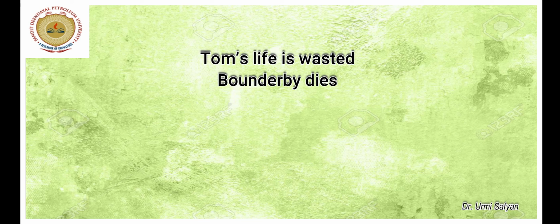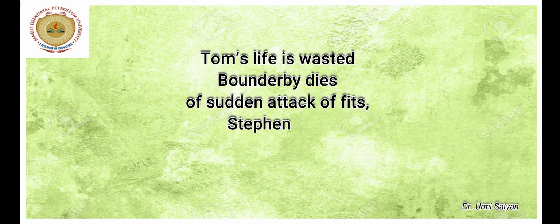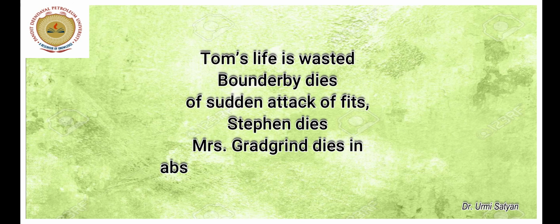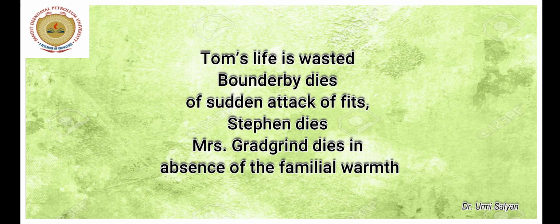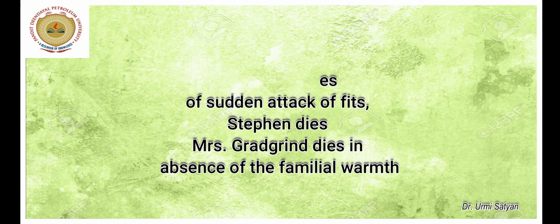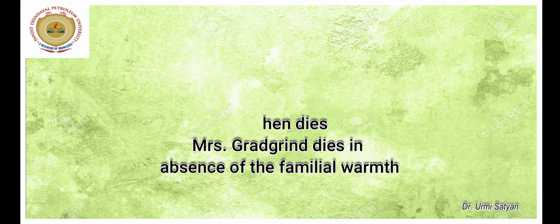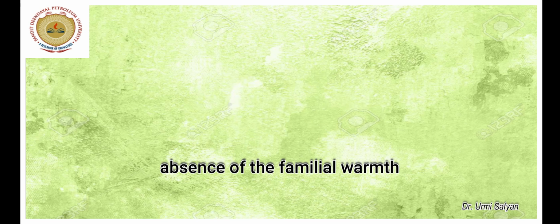Similarly, Tom's life is wasted too. He runs away from Cocktown and dies an untimely death. Bounderby dies of a sudden attack of fits. Stephen dies with a wrong accusation of robbery, and Mrs. Gradgrind dies in absence of familial warmth. James Harthouse's strategies fail, and so he also leaves Cocktown.